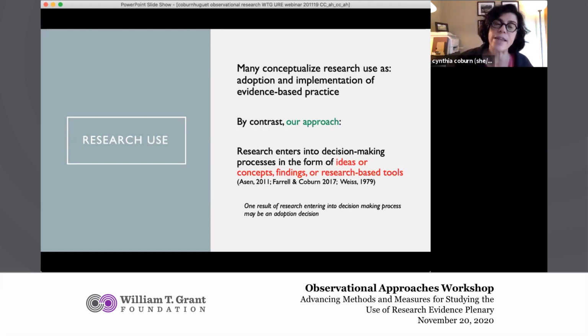Instead, we think that research enters into a decision-making process in the form of ideas or concepts. So these are research-based ideas that people have at the ready and are drawing upon as they discuss things. Sometimes it's findings, like a policy brief, or articles or practitioner books that have research-based content in them, or research-based tools. And these could be tools for structuring the way that, in our case, district leaders work with one another, or a research-based curriculum or something like that.